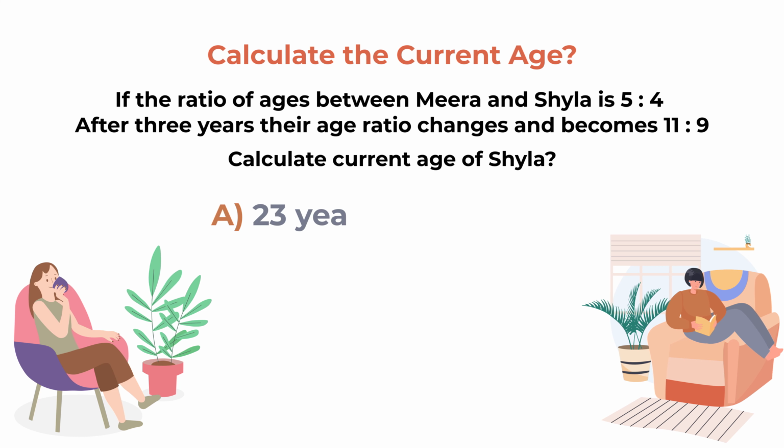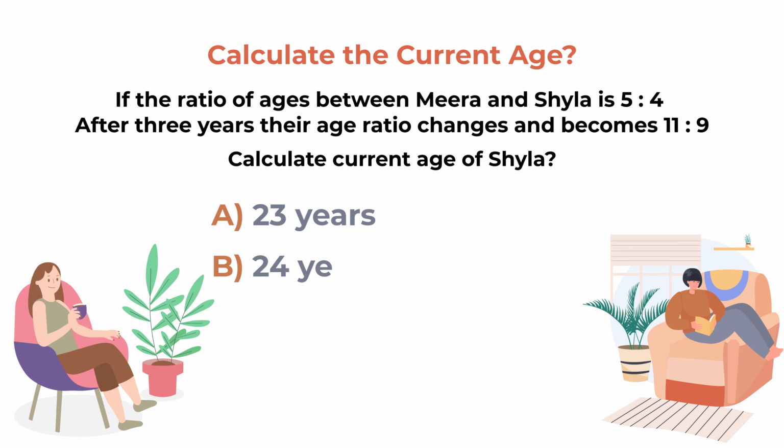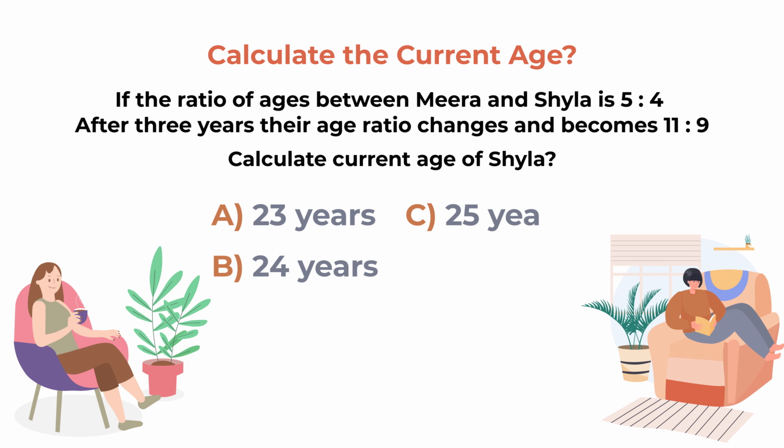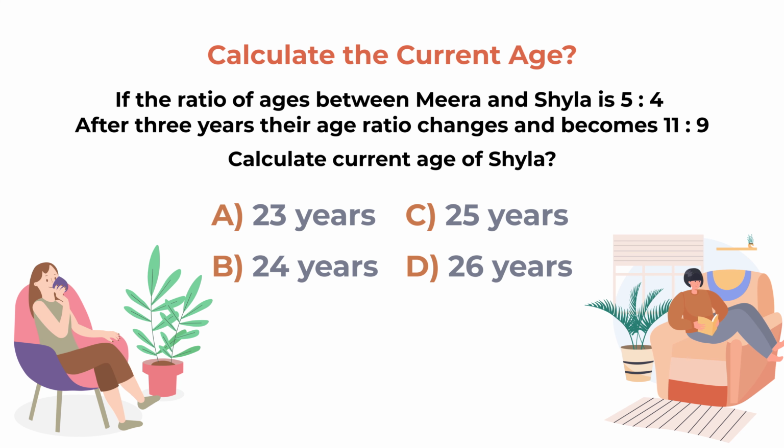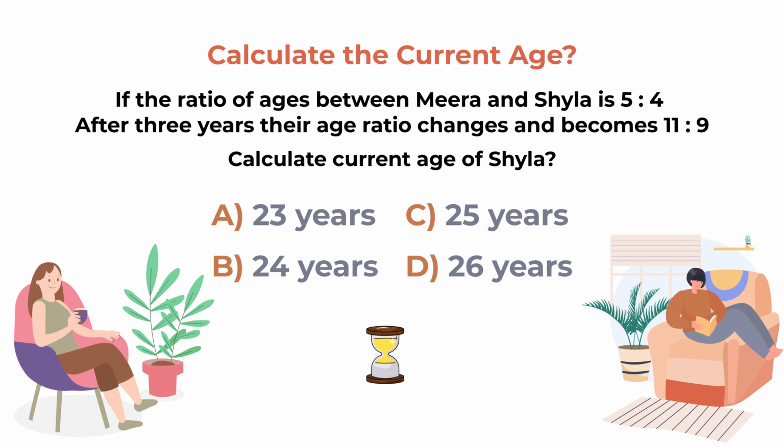Choice A, 23 years. Choice B, 24 years. Choice C, 25 years. And choice D, 26 years. Give yourself a little bit of time, maybe pause this video to see if you can come up with the solution on your own. Ready or not, I am going to share with you my solution.